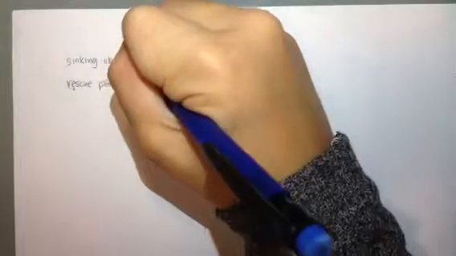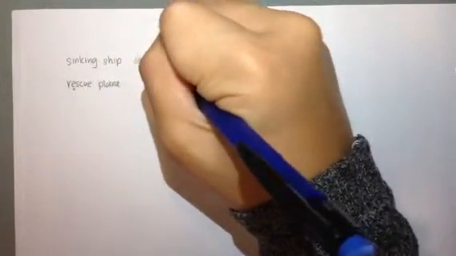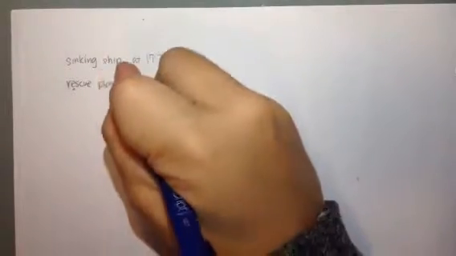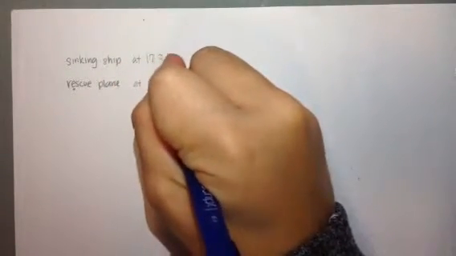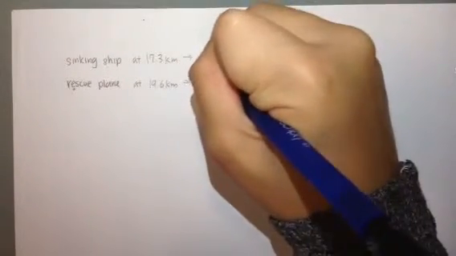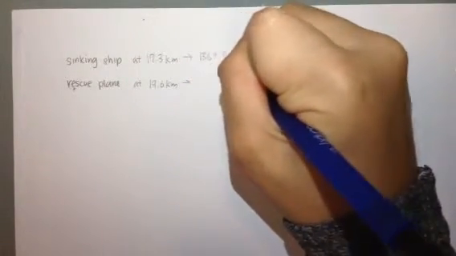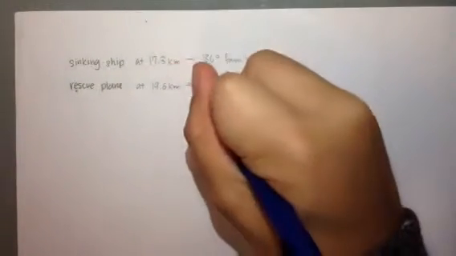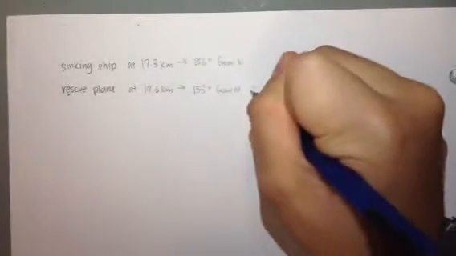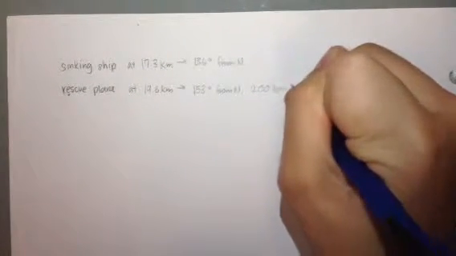So we know the ship is at 17.3 kilometers, and the plane is at 19.6 kilometers. And we also know the ship is 136 degrees from north. From north is a very important point to know, otherwise we're going to find the wrong angle, and then obviously we're going to have the wrong answer. The plane is 153 degrees from north, as well as 2.2 kilometers up.